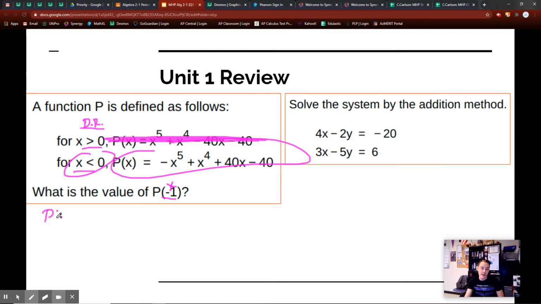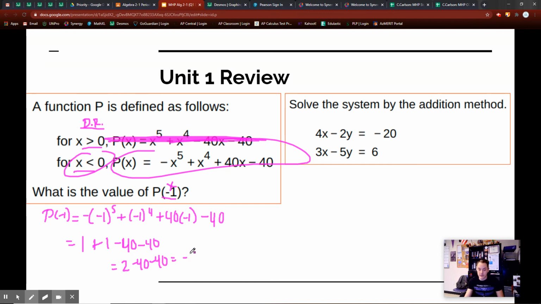So what is that going to look like? P(-1) equals (-1) to the 5th, plus (-1) to the 4th, plus 40 times -1, and then minus 40. So -1 to the 5th power is a -1 times another negative is a positive 1. -1 to the 4th power, since it's even, is a positive 1. This is going to be minus 40 and then minus 40. So this equals 2 minus 40 minus 40. This equals -38 and then minus 40. So this equals -78.